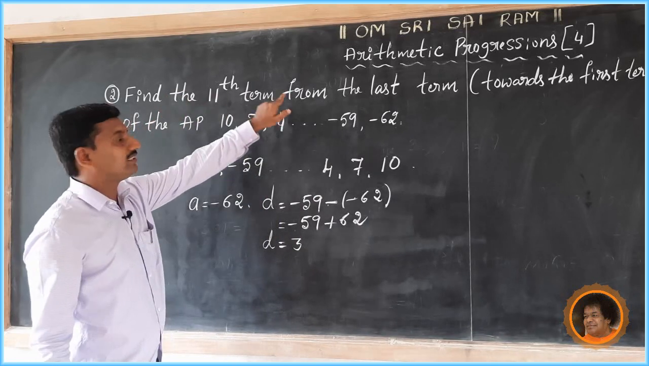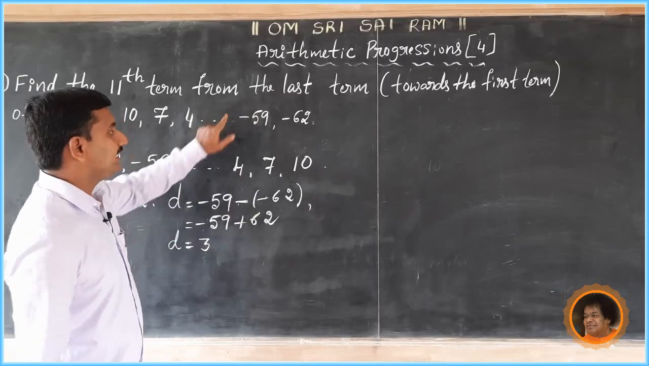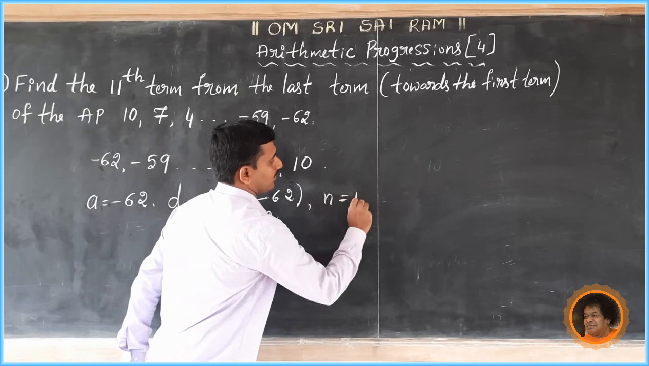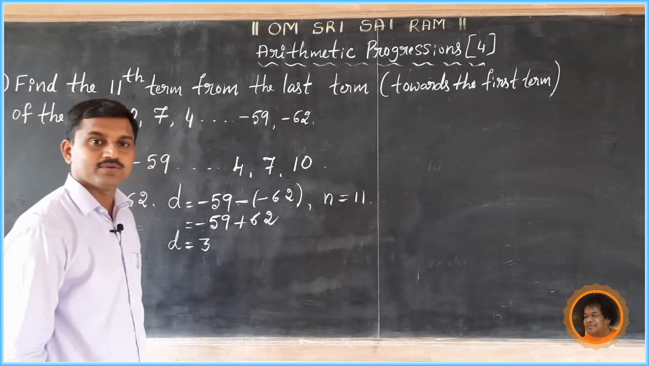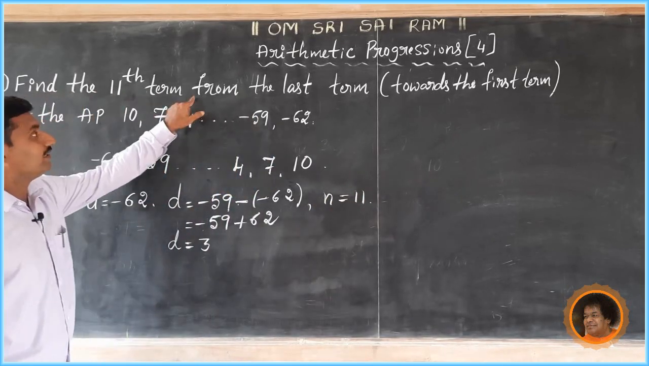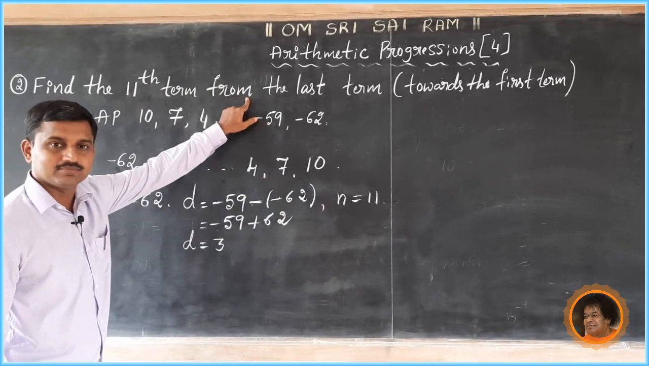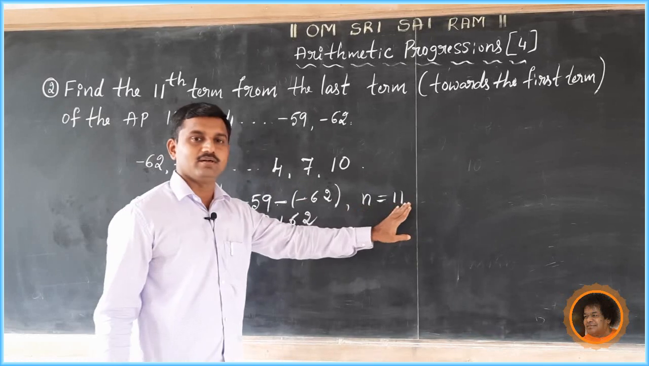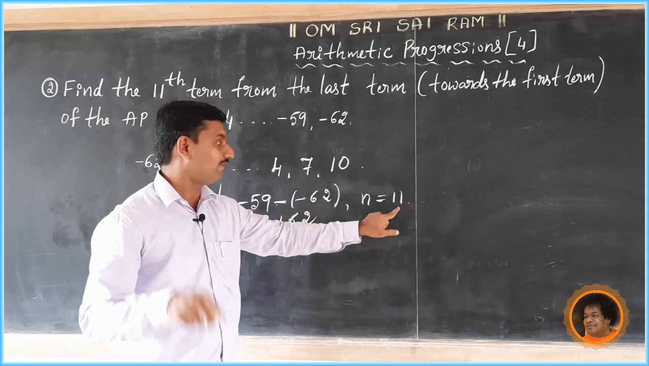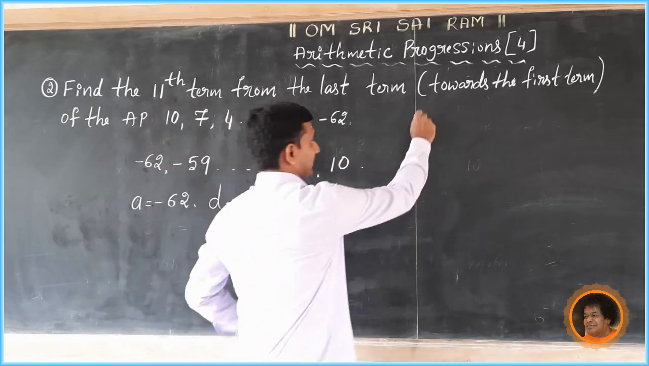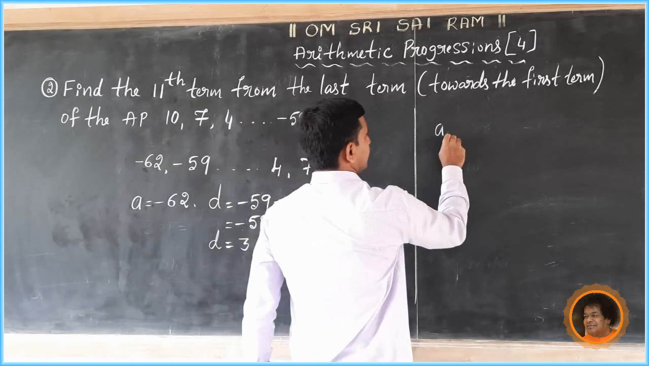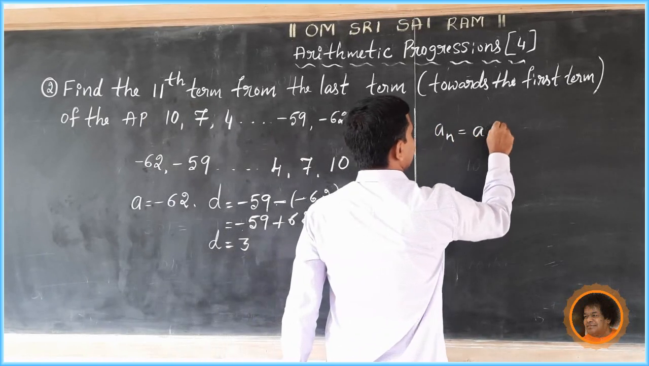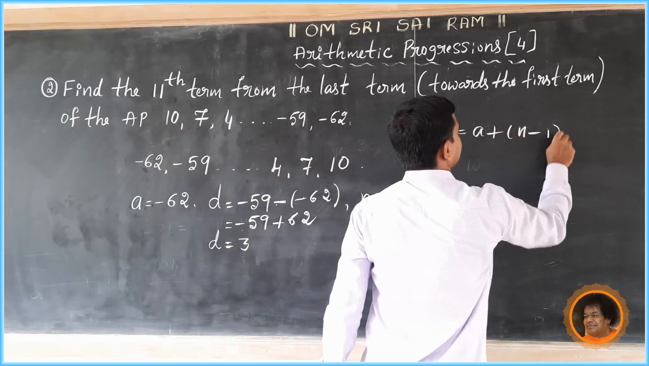Find the 11th term. So n equal to 11. Why? Find the 11th term from the last term, but the given AP is in the reverse order. So n equal to 11, the 11th term, n equal to 11. So next write the formula: an equal to a plus n minus 1 into d.